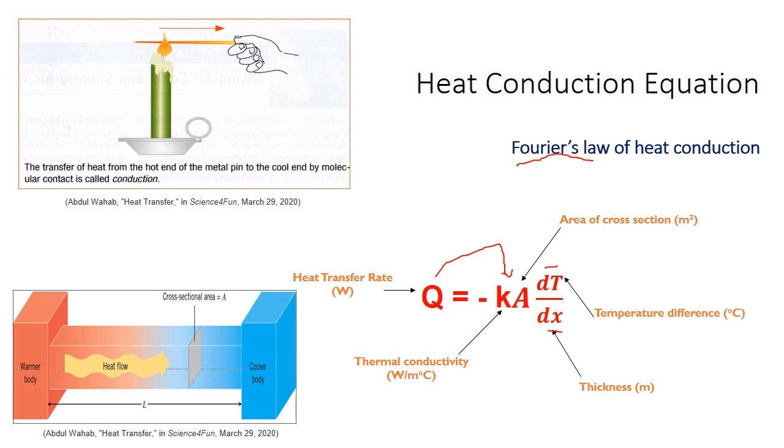The minus sign has been included because heat always moves from the hotter region to the colder region, so it is a negative sense. So the minus has been included in the formula. The main equation for conduction heat transfer is Fourier's law. It says that the rate of heat conduction depends upon thermal conductivity, area of cross section, temperature difference, and is inversely proportional to the thickness.